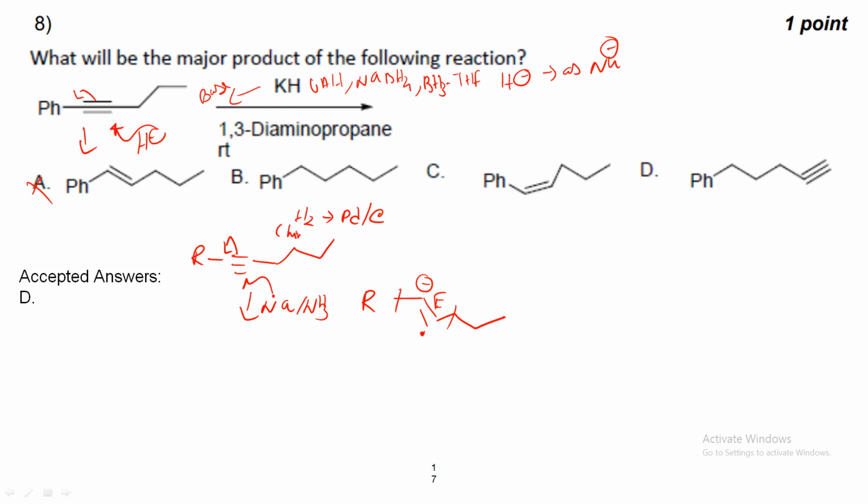Very high pressure would be needed for this hydrogenation reaction. Then only we can fully reduce this triple bond. And for this double bond, again you can use this particular condition.